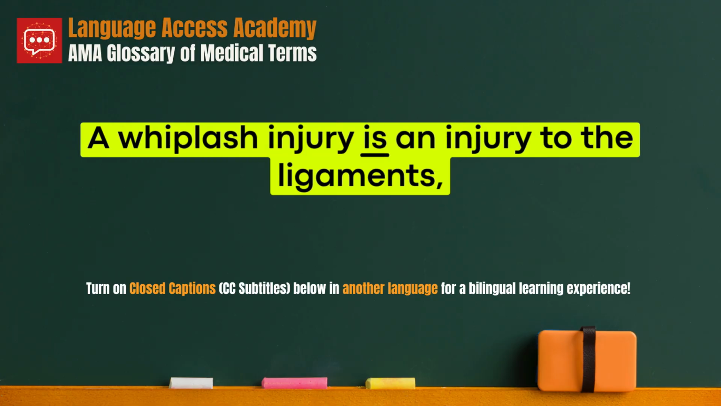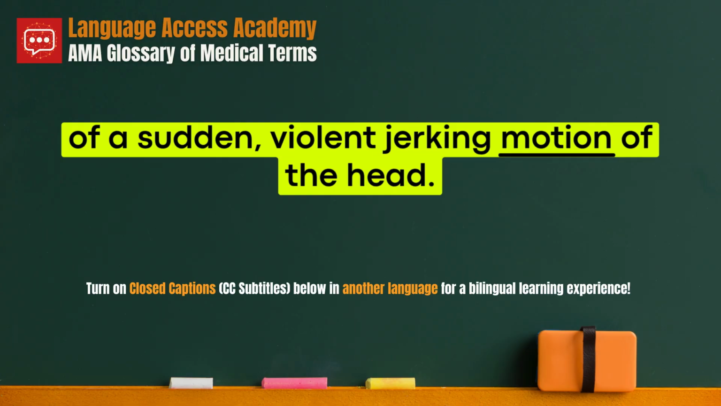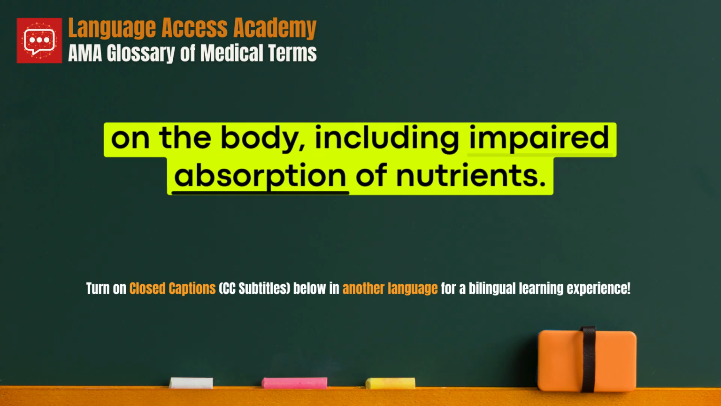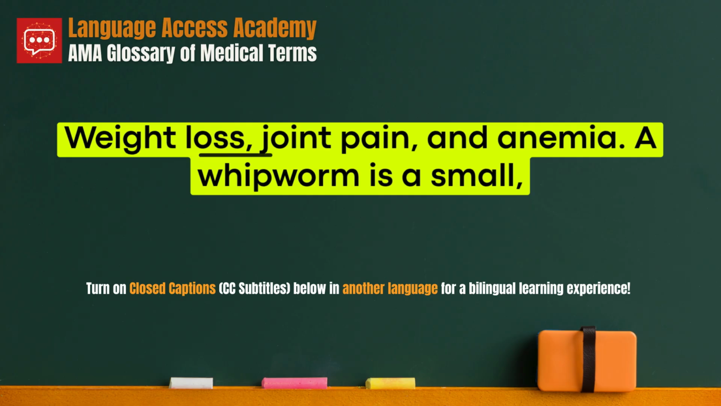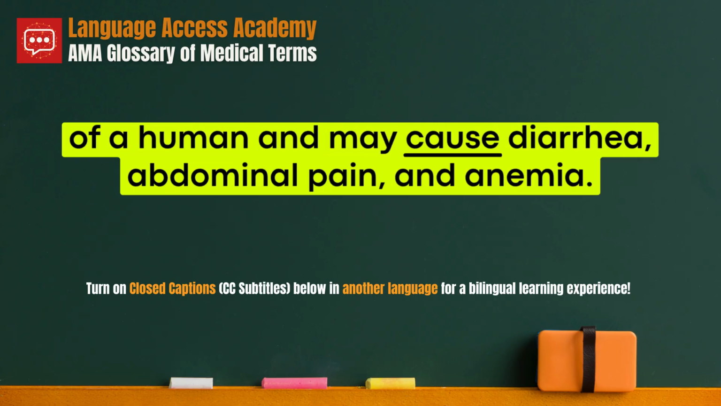A whiplash injury is an injury to the ligaments, joints, and soft tissues of the neck region of the spine because of a sudden, violent jerking motion of the head. Whipple's disease is a rare disorder that has widespread effects on the body, including impaired absorption of nutrients, weight loss, joint pain, and anemia. A whipworm is a small, parasitic worm that can live in the intestines of a human and may cause diarrhea, abdominal pain, and anemia.